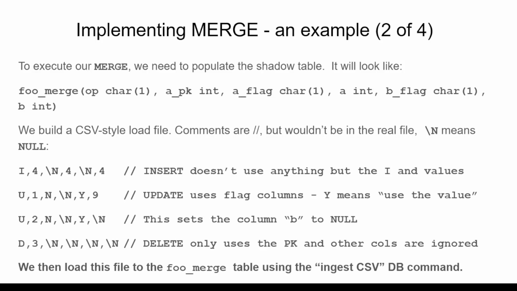We build a CSV style load file. The below comments won't be in the load file. \n means null. The first column of the CSV file is the operation indicator. The second column is the joining key, which is the primary key in the target table. The columns after the second are the flag value pairs. A flag value of y means the value in the shadow table and the CSV will be used for update. Any other value, n or null, means that the value already in the target table will be used in the update.